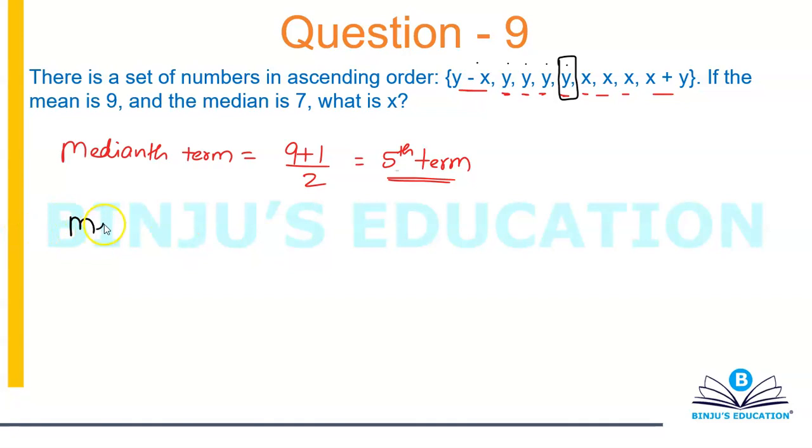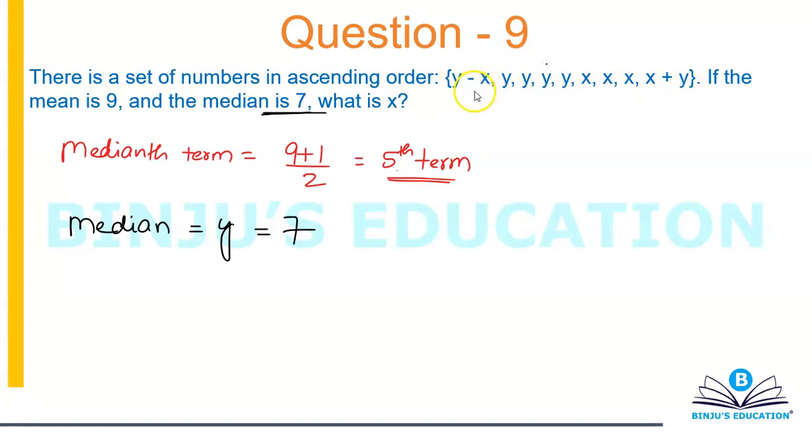So my median is y. It says that the median is 7, which means y is equal to 7. And the mean is 9, so let's add them up.